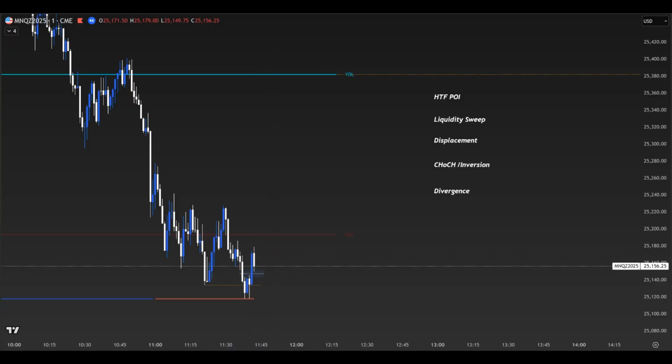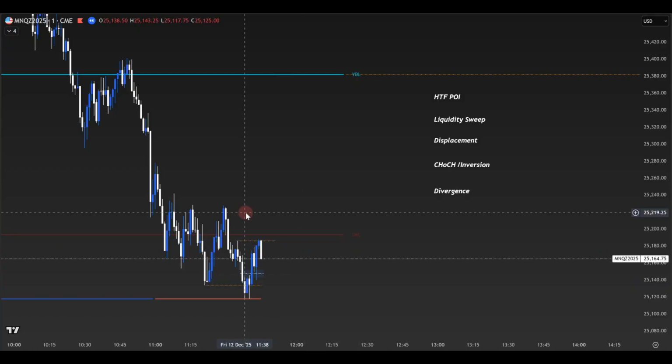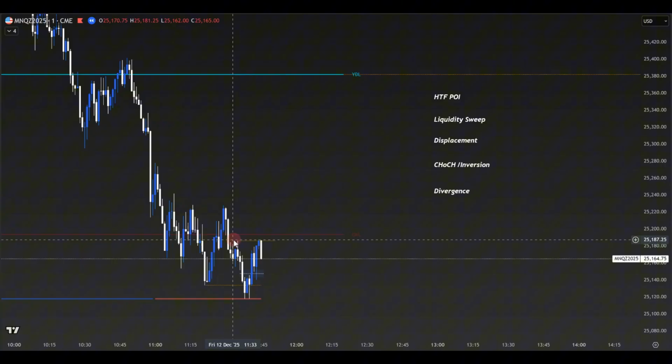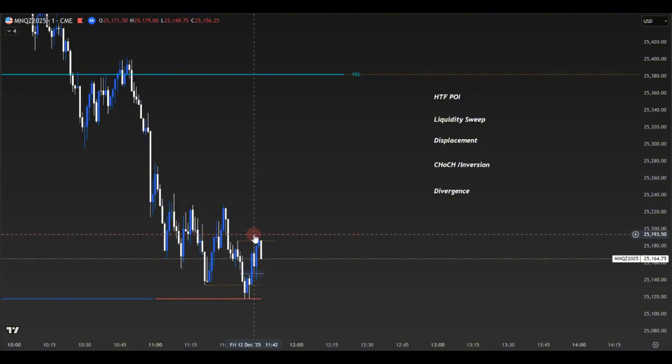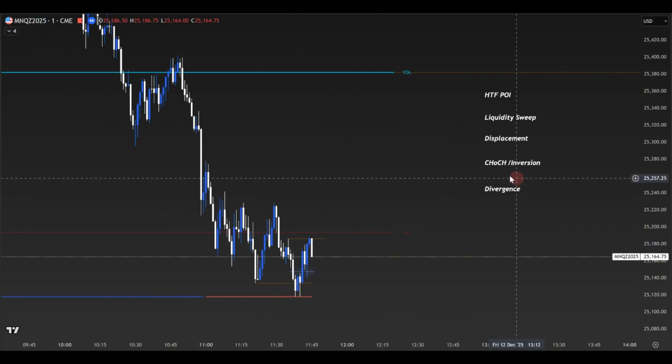Now we want a change of character, which is the bearish candles being traded above. Okay, so we want to see price go through that candle up, right? You can see here we have a closure right above there, which gives us a bullish change of character. And now for the entry, right, we can look for, oh, I'm sorry, there's actually one more step, right, because we've got divergence here.